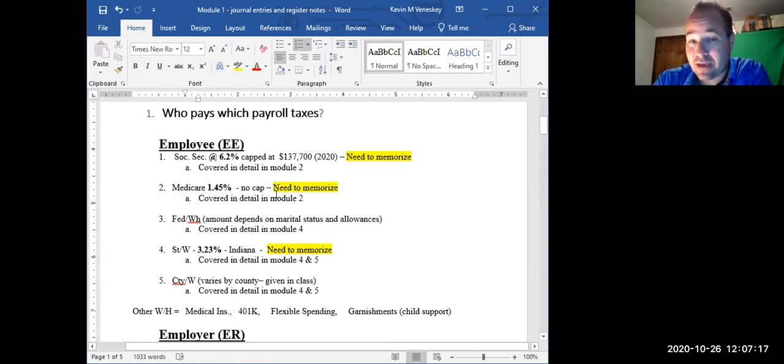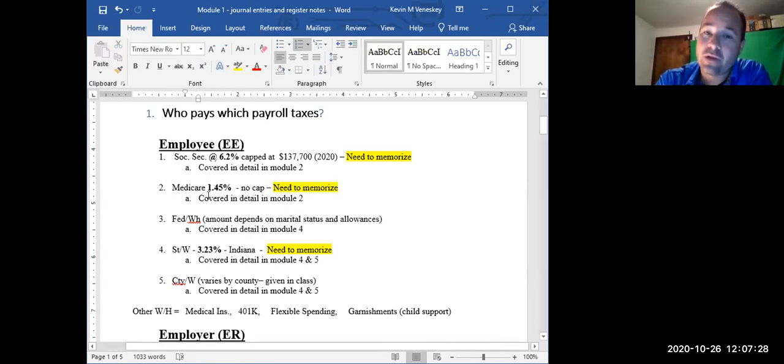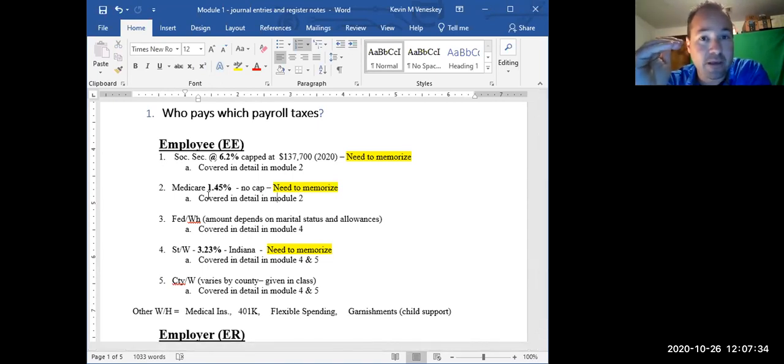Actually, what happens with Medicare is that in the Obamacare Act, when it was passed back in about 2015, there was an actual increase in Medicare. We're not going to get into it in this class, but suffice to say, once you hit a certain threshold, which is pretty high, if you're single, it's somewhere around 200,000. If you're married filing joint, it's about 250,000. Don't quote me on those. That's just my rough estimate.